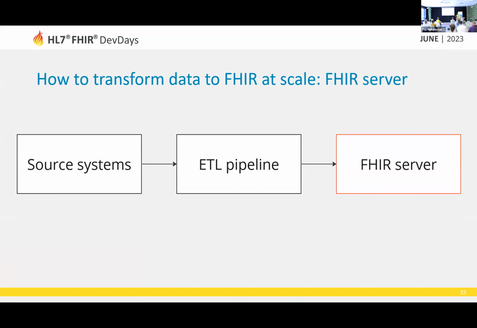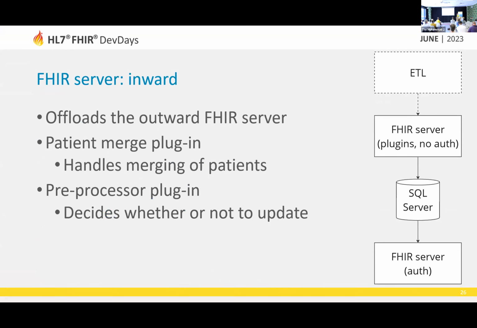So we've looked at the source systems. They have all sorts of data. They look at the fact whether or not a patient is active. If so, the information gets fed to the ETL pipeline. This switchboard transforms the information, validates the information, and then loads it into the FHIR server. Now, for the FHIR server, we have two different flavors. We have an inward-facing and an outward-facing FHIR server. The inward-facing FHIR server is the one that is not accessible from outside of the hospital, and it gets fed all of the information from the ETL process.